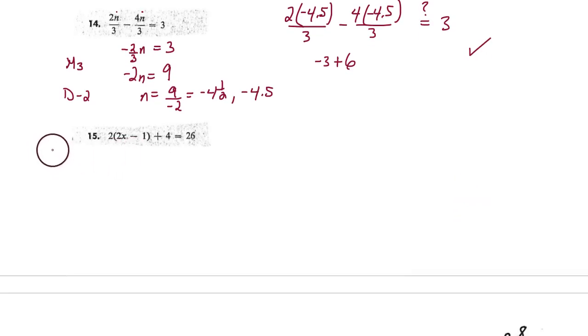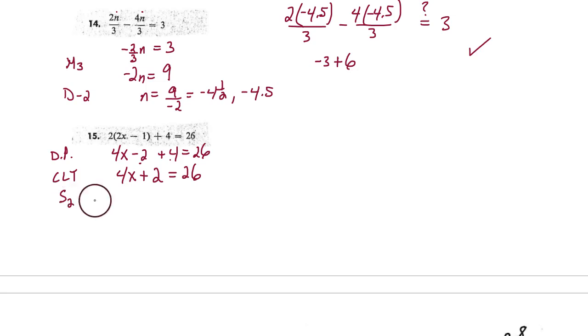Number 15, let's do the distributive property. 2 times 2x is 4x. 2 times minus 1 makes negative 2. Next, combine like terms. On the left side of the equals, negative 2 and positive 4 just makes positive 2. Next step, subtract 2 from both sides. 4x equals 24. Then divide by the coefficient of 4, getting x equals 6. Now let's check the answer.